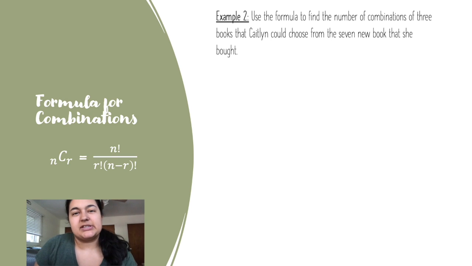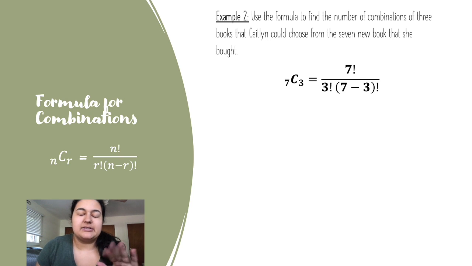Let's see how we can apply this to our second example. Use the formula to find the number of combinations of 3 books that Caitlin could choose from the 7 new books that she bought. And I see that typo, just ignore that for a minute. So first of all, I'm just going to replace the values into my formula. So we have 7 new books, and she wants to know the number of combinations for 3 books. So 7 is my n, 3 is my r. So that gives me 7 factorial over 3 factorial times 7 minus 3 factorial.